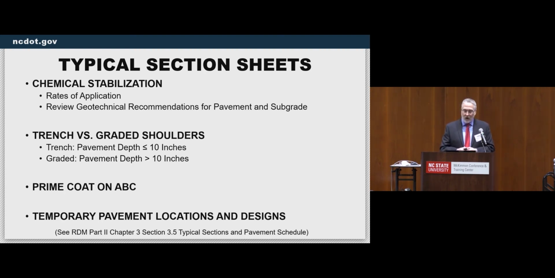Another error is not including prime coat when the asphalt surface course is placed directly on ABC, and this is only for roadway pavements. Make sure you see the approved pavement design and coordinate with the pavement design team in Materials and Tests if you have any questions regarding the use of prime coat on your project. Not showing temporary pavement locations on typical sections and the pavement schedule is also a common error. I recommend you review the traffic management plans thoroughly for temporary pavement locations and confirm with the pavement design team that you have an approved pavement design for all temporary pavements.